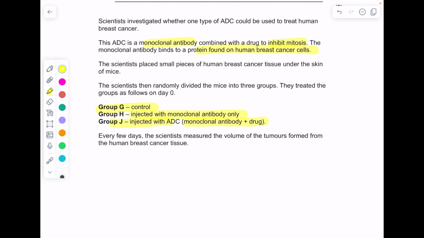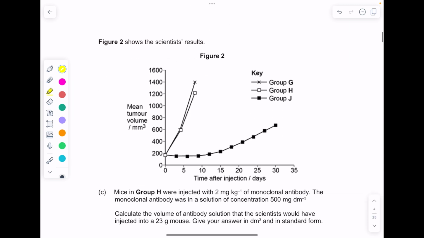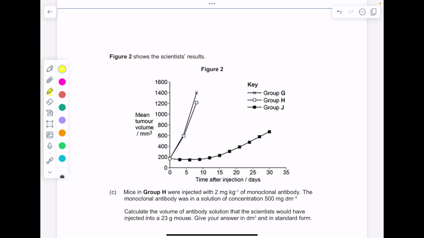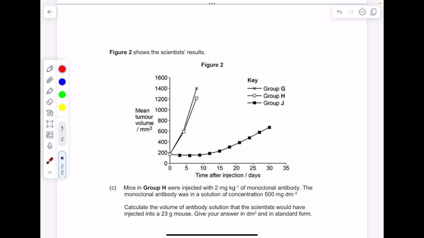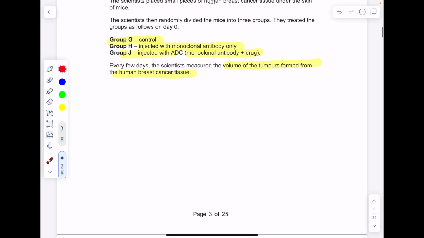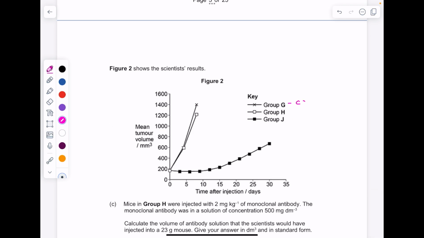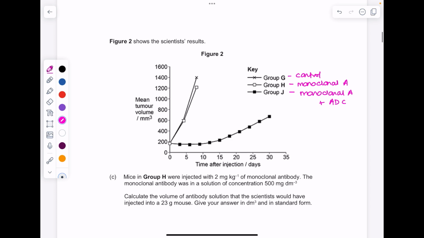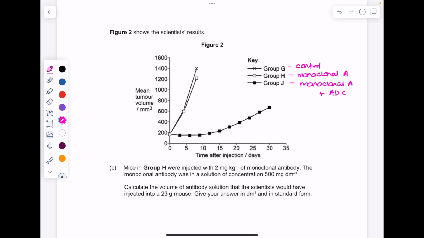Every few days, the scientists measured the volume of tumours formed from human breast cancer tissue. Figure 2 shows the scientists' results. So on the y-axis, we have the mean tumour volume, and on the x-axis, time after injection. You might as well label the key here. So that was control. This was monoclonal antibodies only, and this was the monoclonal antibodies plus the drug, ADC.